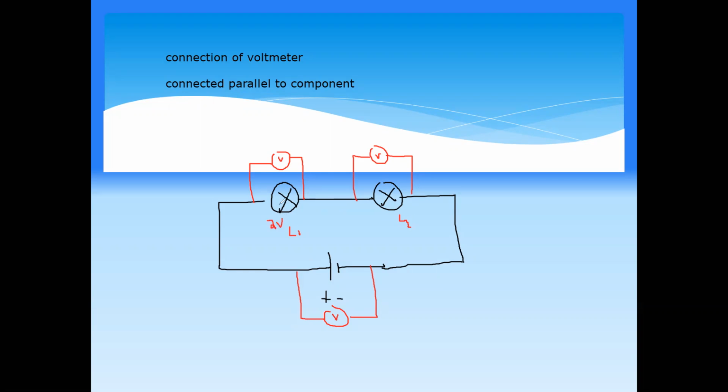For example, if this is 2 volts, what will be the voltage recorded by the voltmeter? That will also be equal to 2. And if this is 3 volts, the voltmeter will also record 3 V. Now, what is the voltage from the supply? The voltage of the supply is equal to 5 volts. So in series, whenever we connect a voltmeter, we always connect it in parallel to the component whose voltage we are finding.